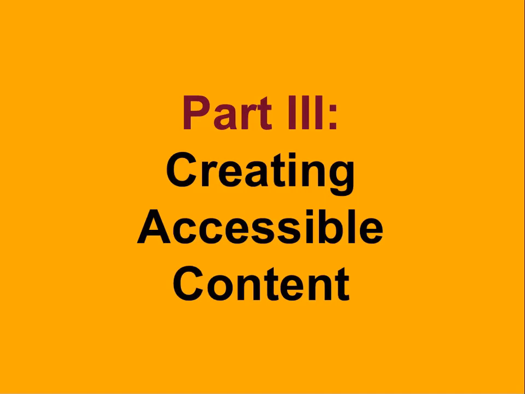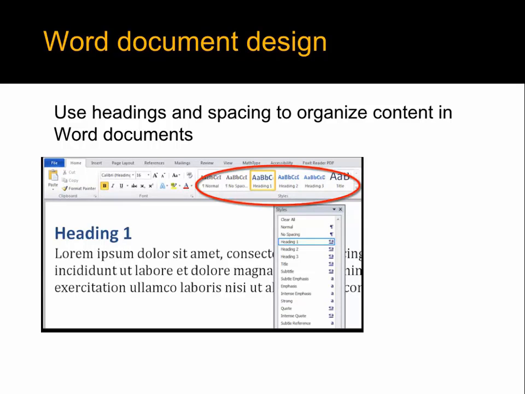Okay, I'm going to talk a little bit about creating accessible content. One thing that you might use a lot of are Word documents. And Word documents have a lot of features built into them that you can use to make sure that they're accessible right from the start. One is using headings and spacing to organize the content in your Word documents.